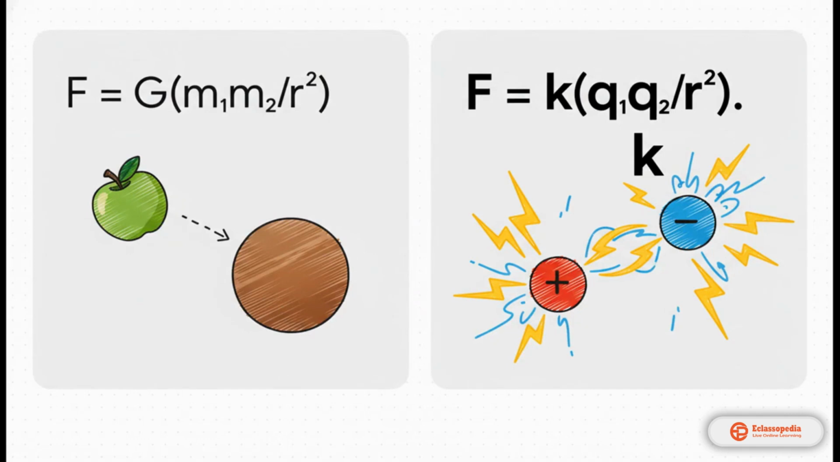Now look at this. Just look at the similarity here. Coulomb's law on the right has the exact same structure as Newton's law of gravitation on the left. It's uncanny. They're both what we call inverse square laws. So if they look the same, why is the electric force so much stronger than gravity? Well, it all comes down to those constants, G and K. The gravitational constant, G, is a tiny, tiny number, but the electric constant, K, is absolutely enormous in comparison.